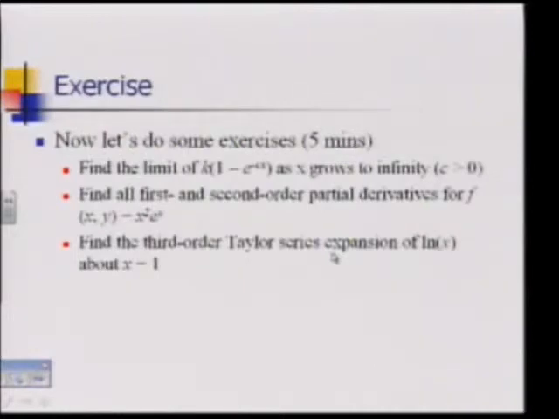What's your answer? Well, this term eventually will approach 0, okay? And that's good. And the second problem, let's say: find all first and second order partial derivatives with respect to x and y. Okay, so let's do partial f, partial x.